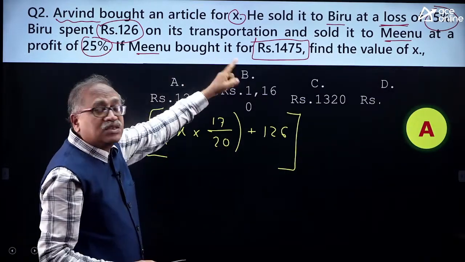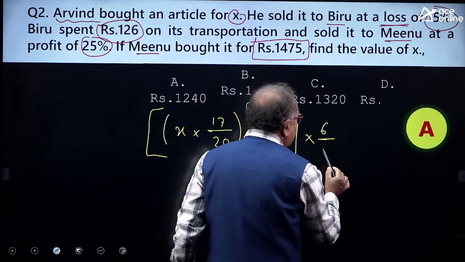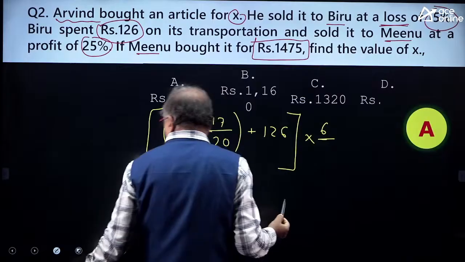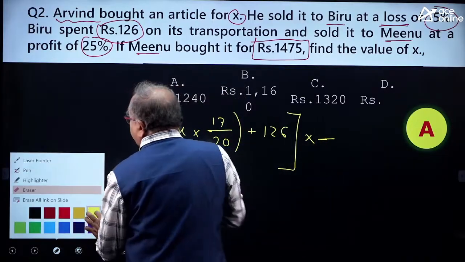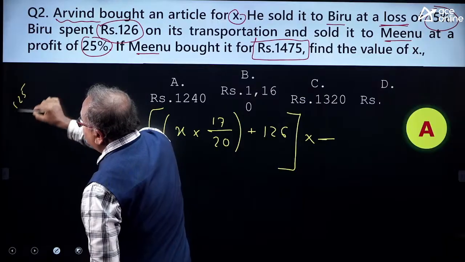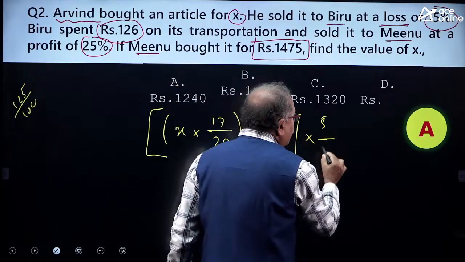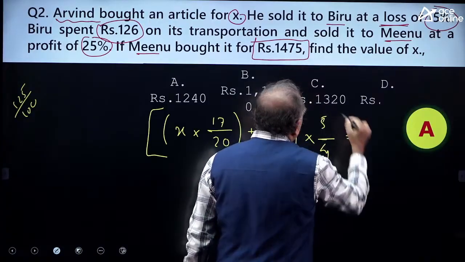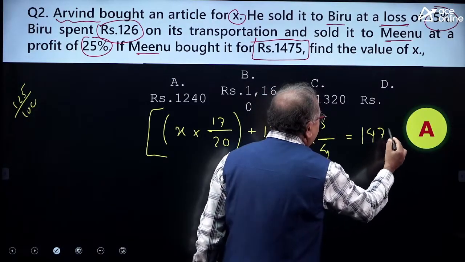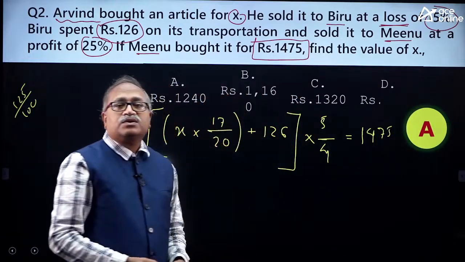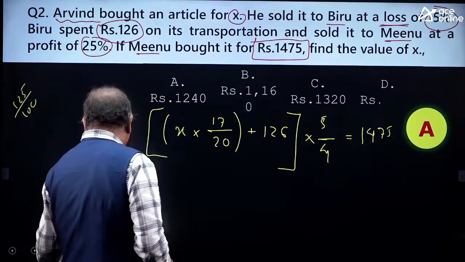25% profit, that means 6 by 5. So I will be taking the 6 by 5 over here, 25, that's 5 by 4. 5 by 4, 25% profit, that is 125 by 100, which comes 5 by 4. So 5 by 4 of this gives my right hand side value, that is 1475. Yeah, that's right. So now what Aman has done is very correct.